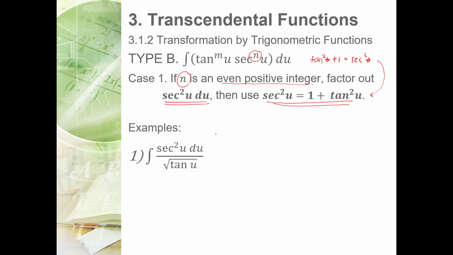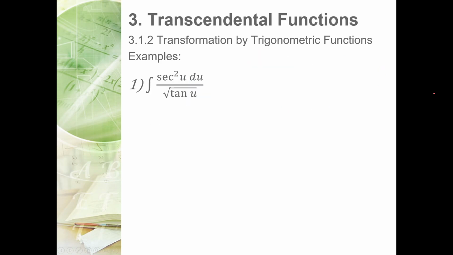So in this example, we can answer this one. Notice that in the given equation, we have the integral of secant squared u du divided by the square root of tangent u. So notice that we already have the factored out term as secant squared u du. So what we need to do here is just apply directly the equation, since again it's already factored out.